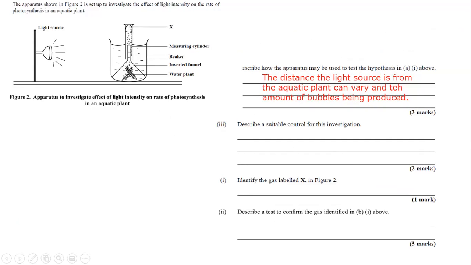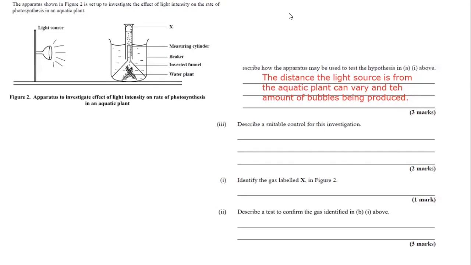Miss, the distance. No, that's a control variable. All right. So the control. Miss, what was the hypothesis? So your hypothesis was that if light intensity increases, so does the rate of photosynthesis. So a control would be setting up an identical experiment with no light at all.